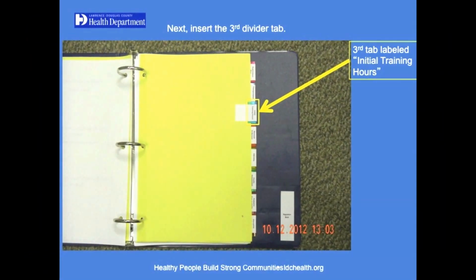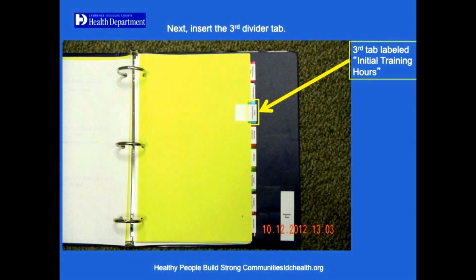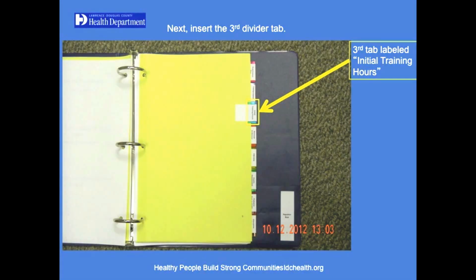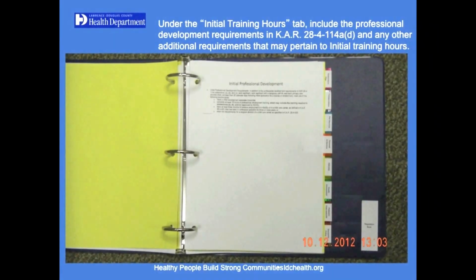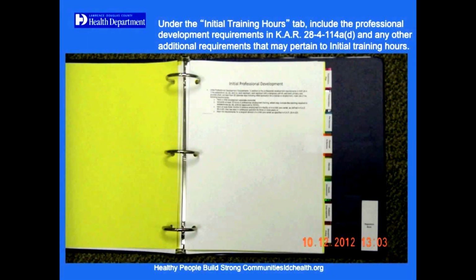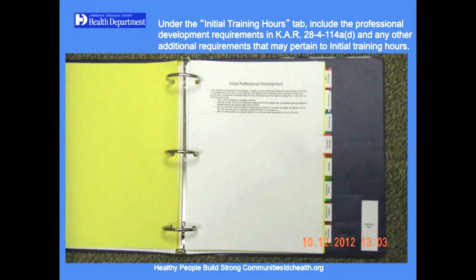Next, insert the third divider tab. The third tab is labeled Initial Training Hours. Under the Initial Training Hours tab, include the professional development requirements in Regulation KAR 28-4-114A-D and any other additional requirements that may fulfill the initial training hours.